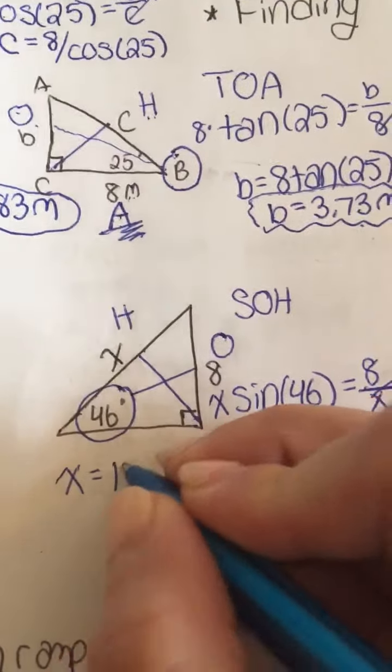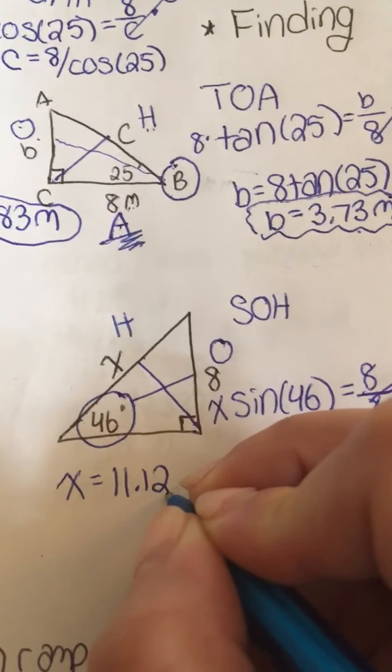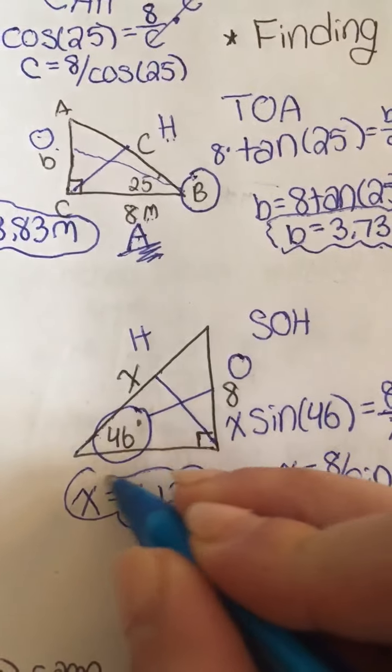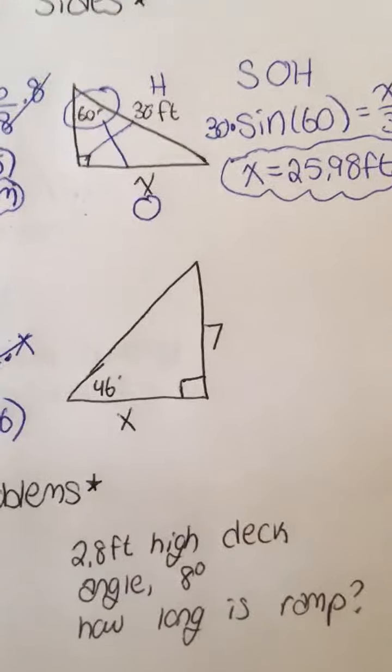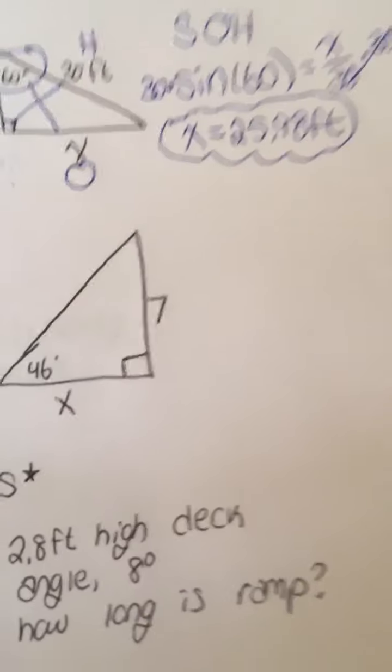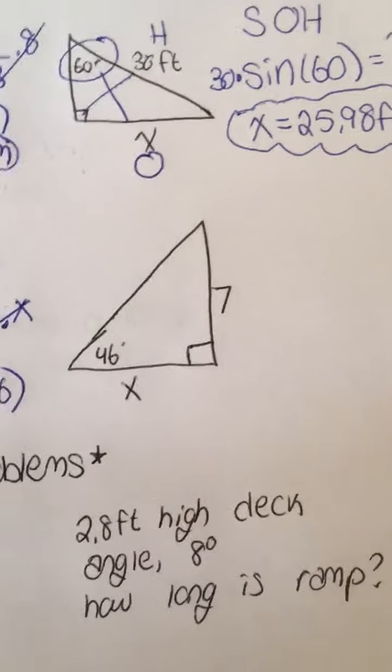So our hypotenuse is 11.12. There's no unit here, so just 11.12. Okay, and I'm not going to keep going back to the calculator every time. I will do it again when we have to do the inverse functions, but for right now we're okay.